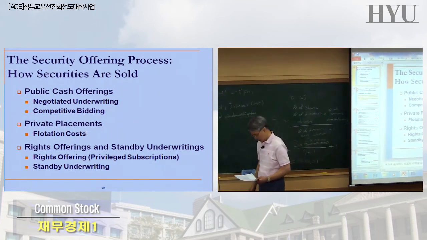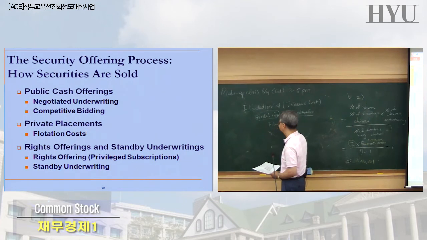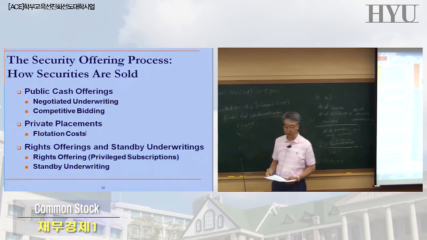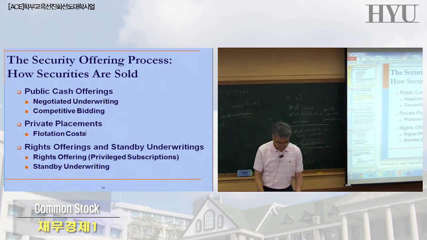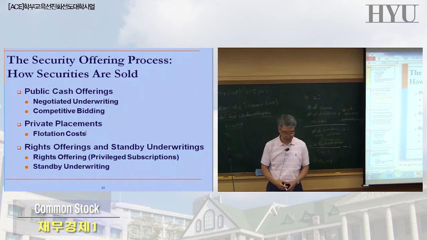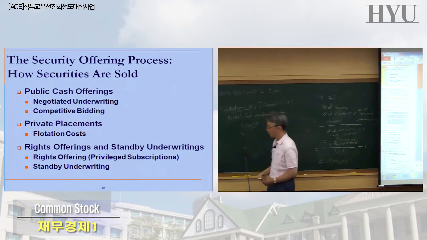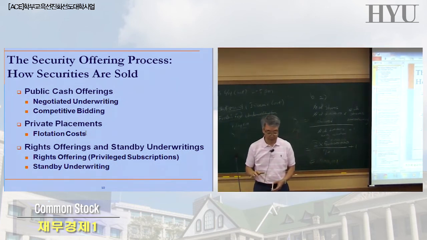Right? And then there are lots of other costs like filing costs and so on. Right? You have to file a lot of documents with the Security and Exchange Commission, right? So there are lots of legal fees and expenses, right? So all those fees are included in flotation cost or issuance cost, right? But typically the flotation costs are lower if you go with the private placement. Okay?